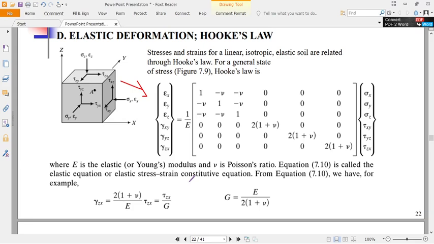Remember, this is equal to the shear stress divided by the shear modulus. This is what we call the shear modulus G. Is that okay? So in that relationship the shear modulus comes in. So from this relationship we can obtain the equation which relates the shear strain to the shear stress.